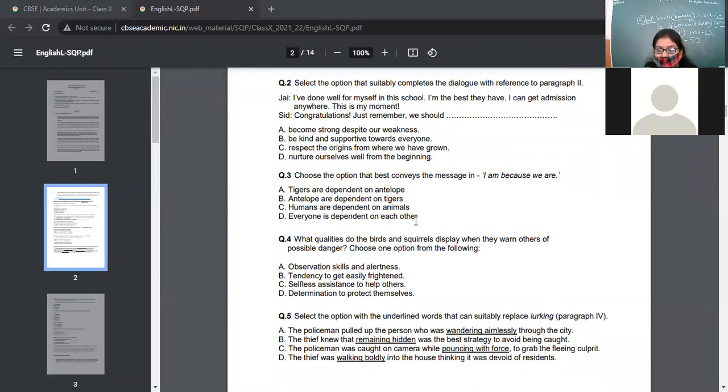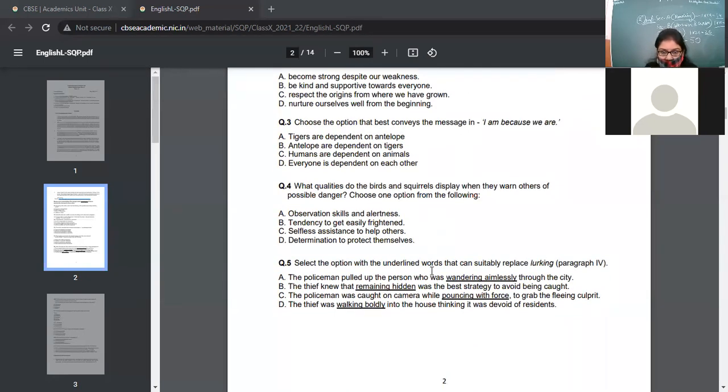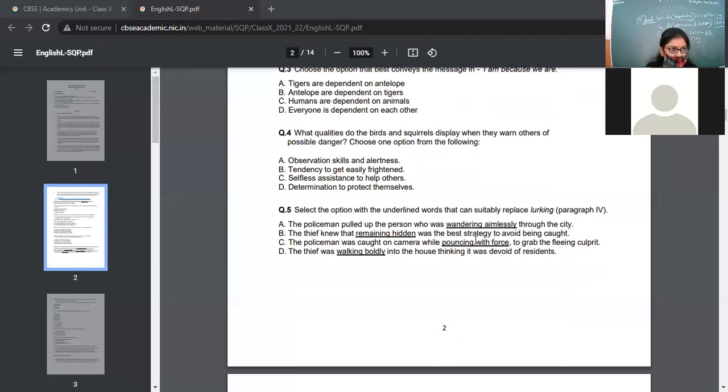What message is given by this paragraph? What qualities of birds or squirrels are displayed when they warn others of possible danger? That is, which skill is shown by which character? By this action, means the reaction of the action, they are asking you. Cause and effect they can ask you.